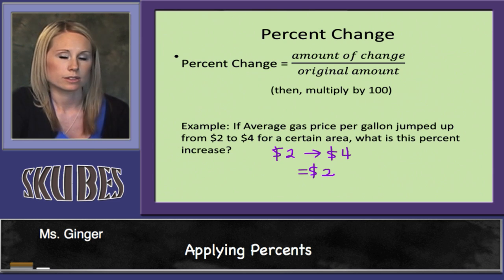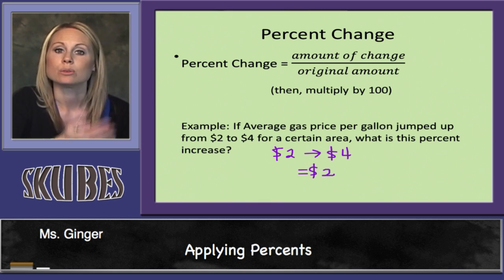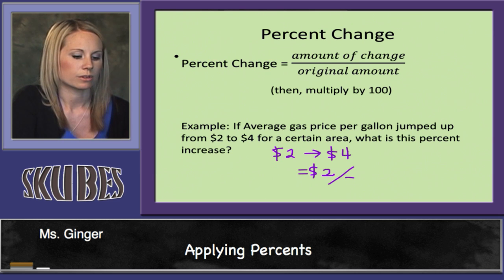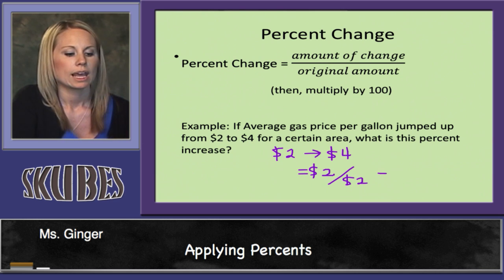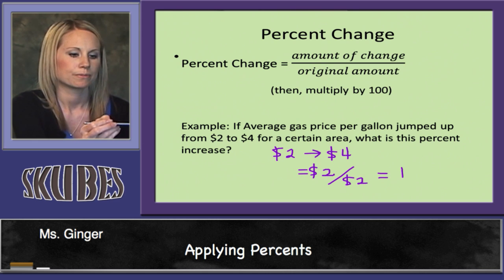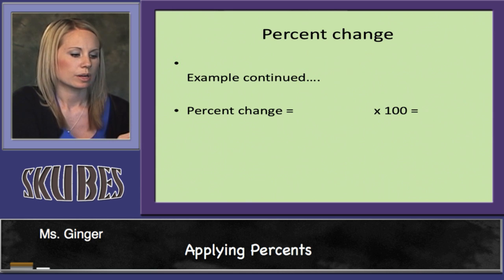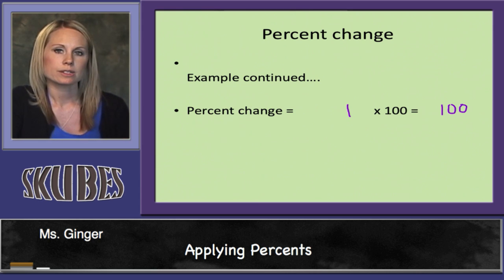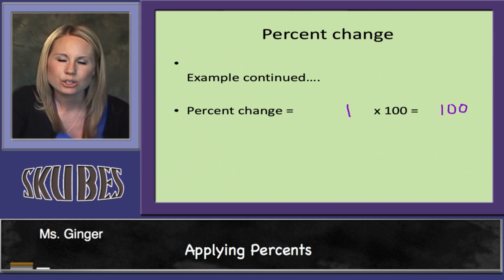On the bottom, the denominator, you'll notice we need the original amount. The original amount just happened to be $2 as well. Remember, we started with $2. So we're going to divide that by 2. 2 divided by 2 is going to be 1. All right, so we got our value from the formula. Okay, now we're going to take that and multiply by 100. 1 times 100 is 100. So what we're actually experiencing here is a 100% increase.